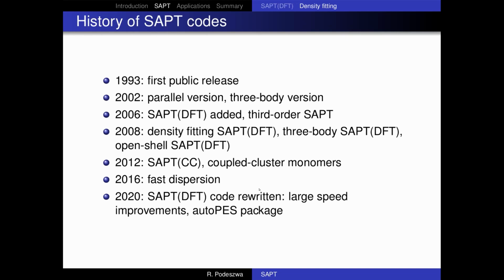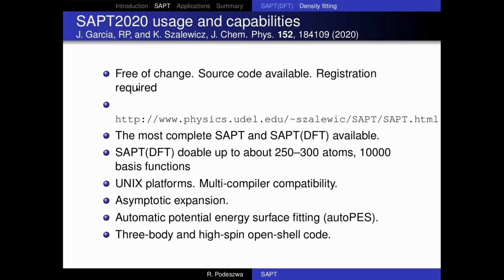And in 2016, we greatly improved dispersion. It was a breakthrough for going beyond 100 atoms. And finally, with the recent version, the whole code was rewritten. And also included was a package for potential energy surface. So the capabilities of the whole code were recently described in a JCP paper.